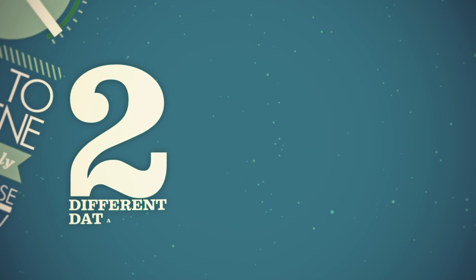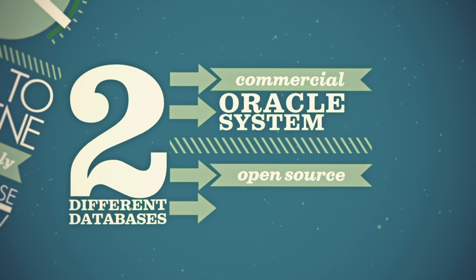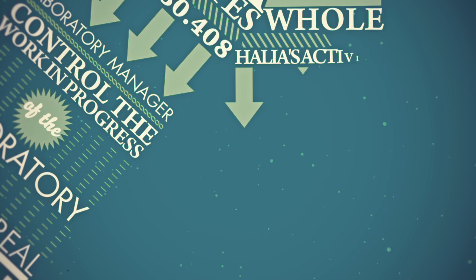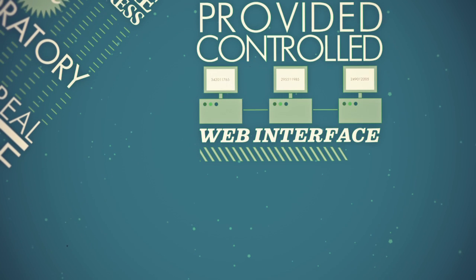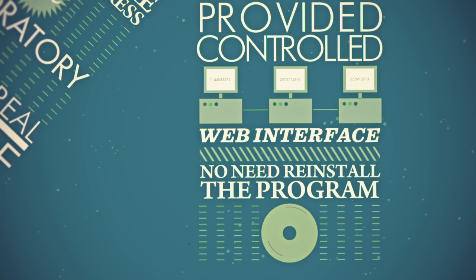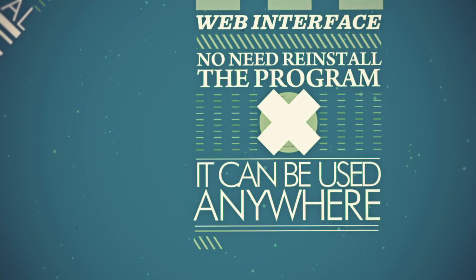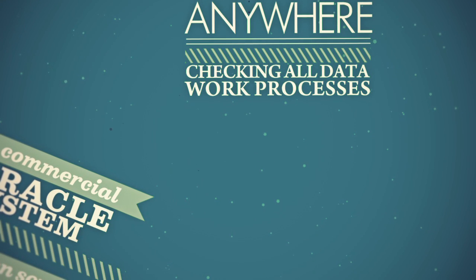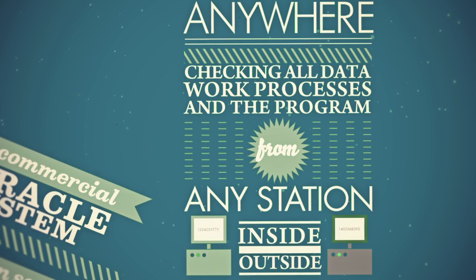Halia can use two different databases, a commercial one through the Oracle system and an open source through the Postgres system. The whole of Halia's activity is provided and controlled through a web interface, and this has several advantages. Firstly, there's no need to reinstall the program in case of PC replacement, and it can be used anywhere because the software is web-based. Halia also allows for the checking of all data and work processes and the program from any station inside or outside the hospital.